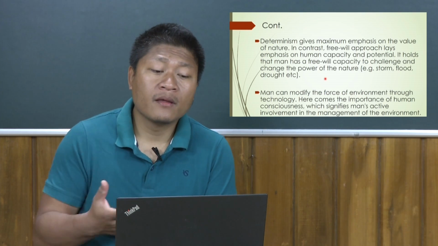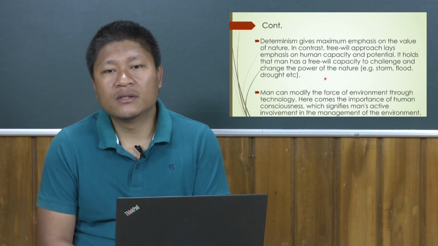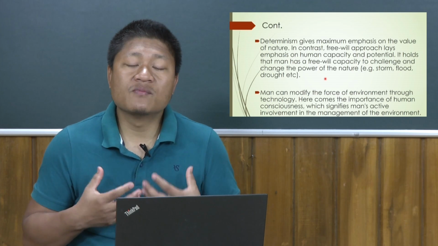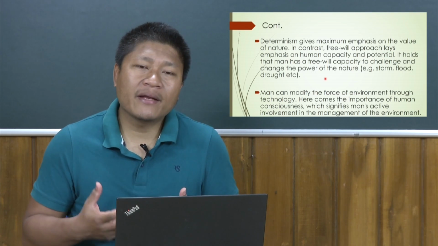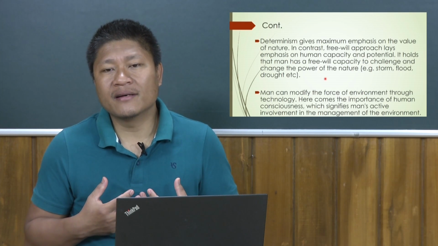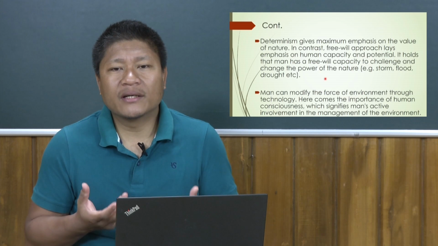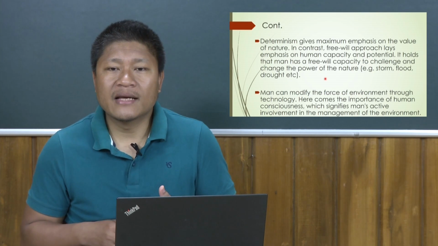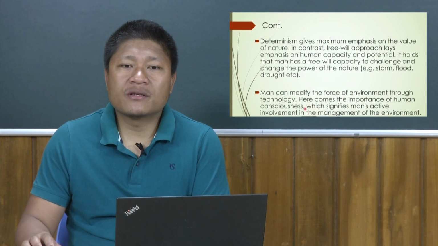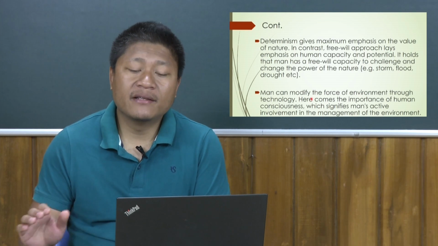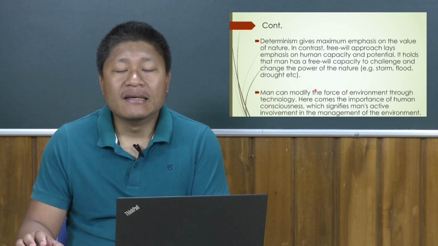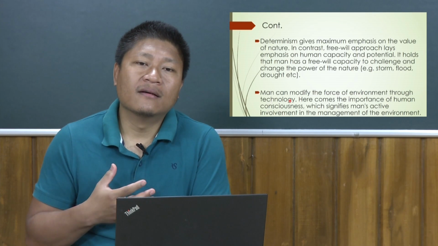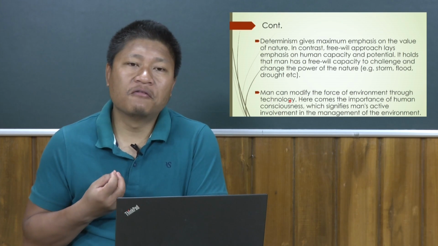Now, the question is, can humans control nature? There are some debates which have been going on. How humans come up with different ideas to cope with, or rather to encounter, the power of nature, that is the natural disasters. The second question is, can humans also modify this force of the environment through technology? Is technology sort of an answer to encounter these changes of nature?